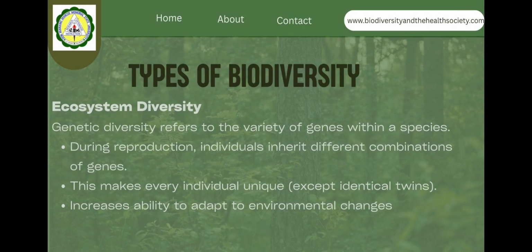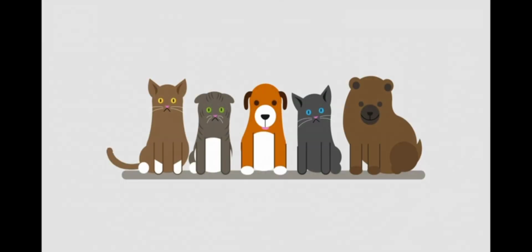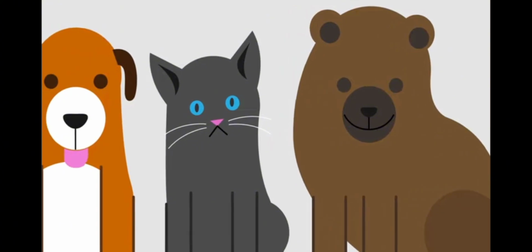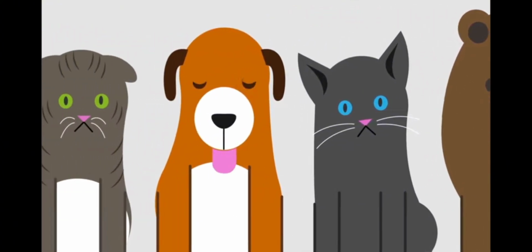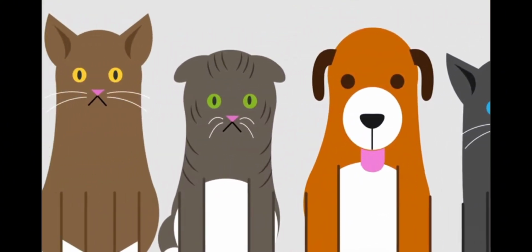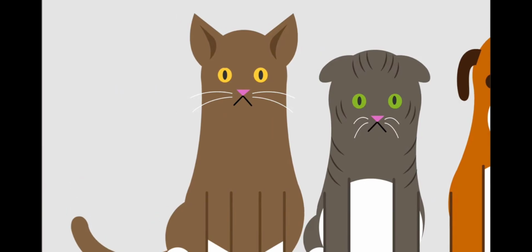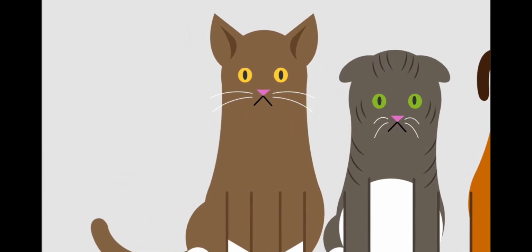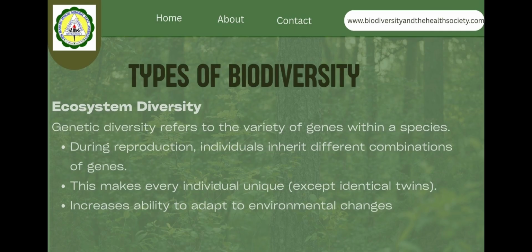And lastly, genetic diversity refers to the variety of genes within a species. Every individual except identical twins has a unique combination of genes. High genetic diversity helps a population adapt to changes such as climate change or disease. Low genetic diversity can make a population more vulnerable and increase the risk of extinction.